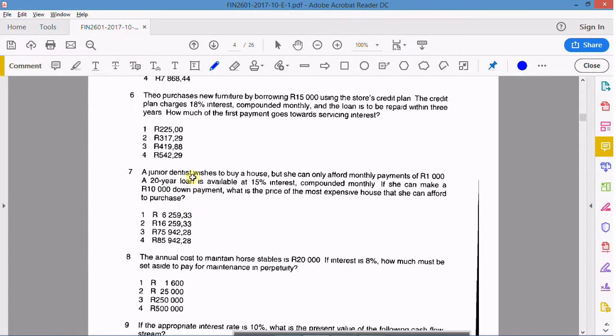More TVM. Theo purchases new furniture by borrowing 15,000. That's PV. Using the store's credit plan, which charges 18% interest compounded monthly. That's I-12. And the loan is to be repaid within 3 years, so N is 3 times 12. How much is the first payment towards servicing the interest? Solve for PMT.